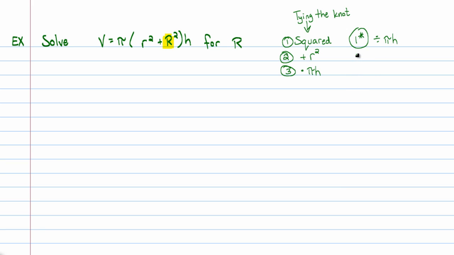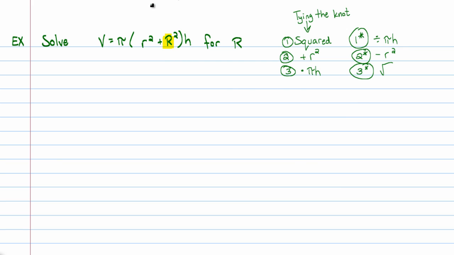And then the next thing you need to untie, climbing this ladder here, they had added little r squared. So we're going to do the opposite of that. We're going to subtract r squared. Finally, the first thing they did was they squared. We are going to take the square root. That's the opposite of squaring something. So let's follow these operations here.